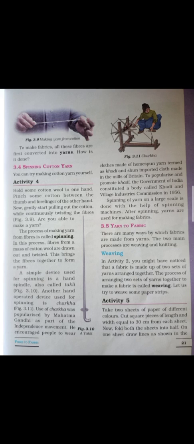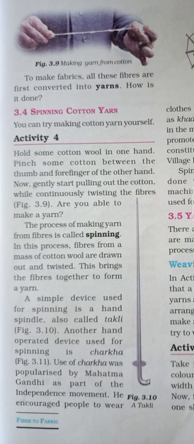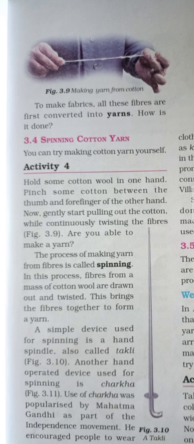Let's see. Here one activity is given, as you can see in Activity 4: hold some cotton wool in one hand. You all have seen the cotton wool. Then pinch some cotton between the thumb and the finger of the other hand, as you can see in figure 3.9. Now gently start pulling out the cotton while continuously twisting the fibers. You have to see whether you are able to make a yarn. क्या आप उसको yarn बना सकते हो cotton fiber में से?